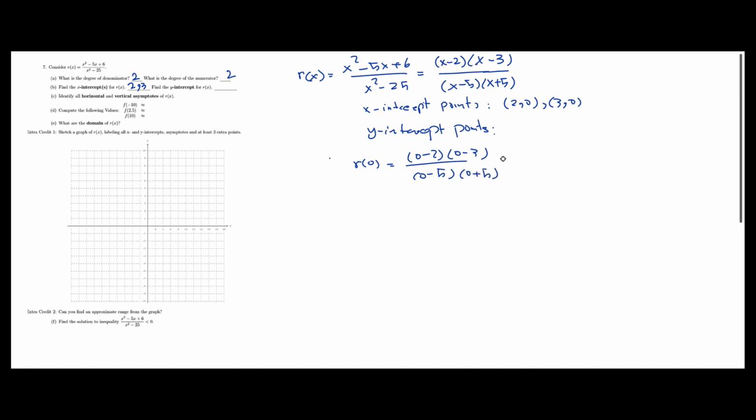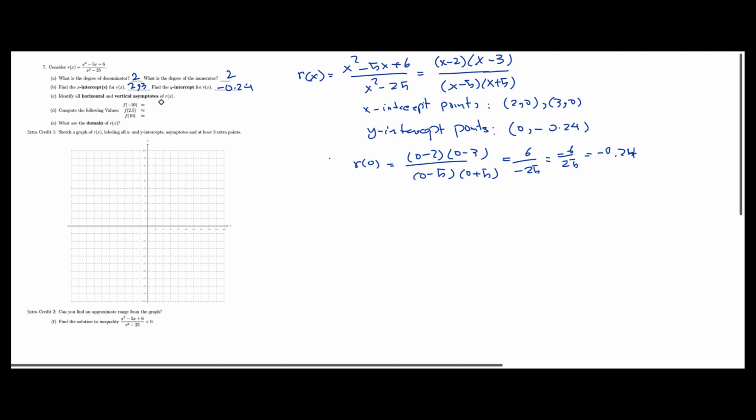The top is going to be 6 over negative 25. So this is negative 6 over 25, and that is equal to negative 0.24. Okay. So r of 0 is negative 0.24.